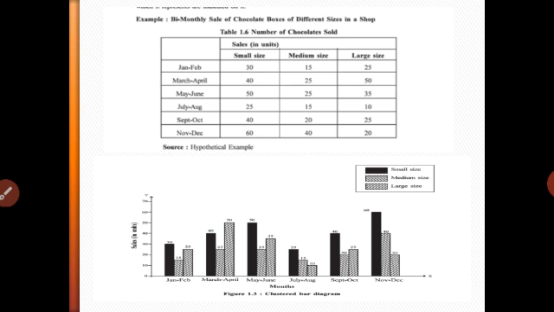You can see the small size has a dark black color, medium size has cross lines, and the large size has opposite cross lines. And you can see that in January, the sales are 30 units of small size, 15 units of medium size, and large size is 25 units. All these bars show different sections and different commodities.